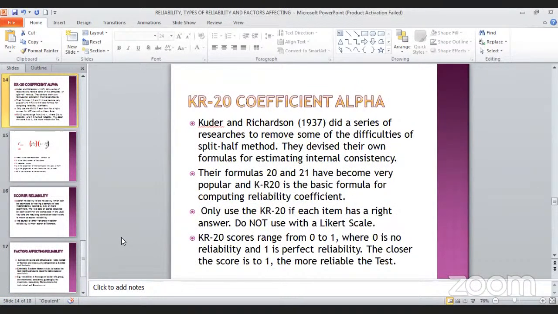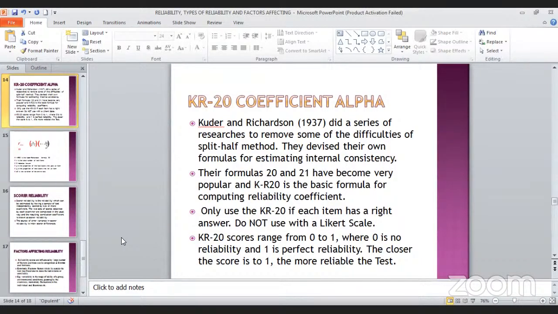And also in the case of internal consistency, we can use the Kuder-Richardson formula. It is Kuder and Richardson who did a series of researches. They mainly did this research to remove some of the difficulties of the split half method. So what they did is they devised their own formulas for estimating internal consistency.